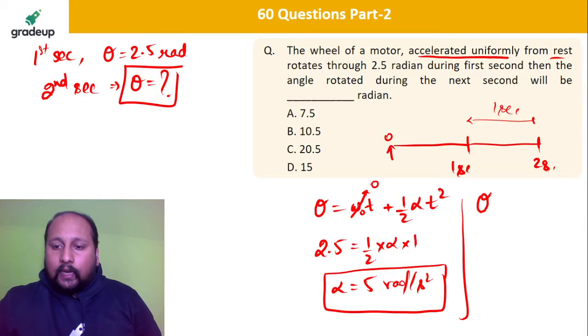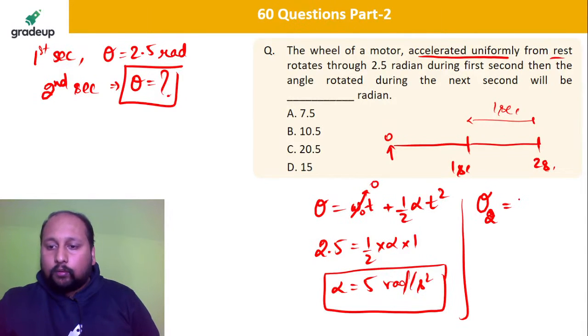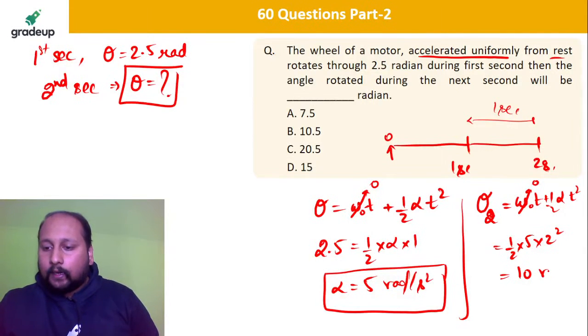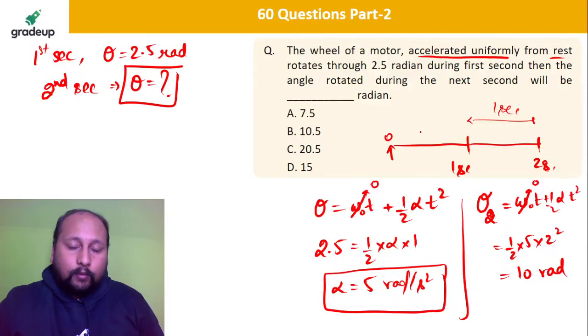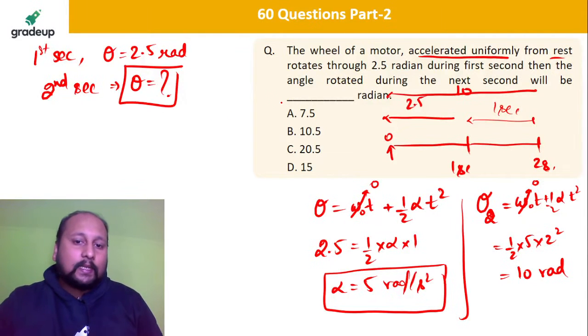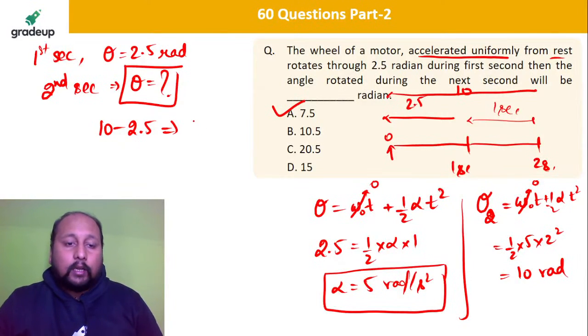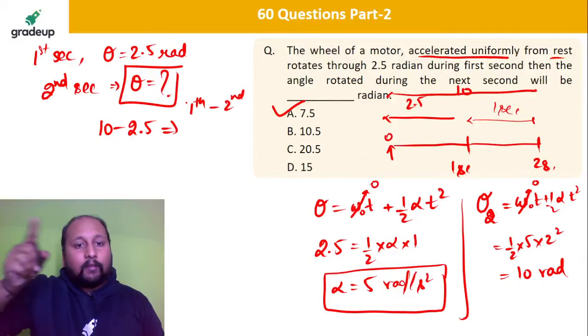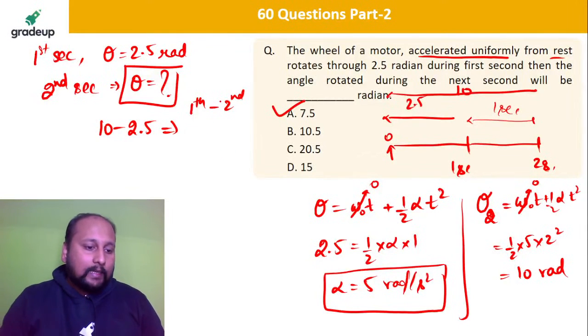Now theta in 2 seconds will be equal to omega naught t plus half alpha t square. Fine, this is again 0. So this is half into 5 into 2 square, that is 4. So 10 radian. So what is your rotation from 1 second to 2 second? From this point to this point is 2.5. From this point to this point is 10. So this will be 7.5. 10 minus 2.5 will be your rotation between the 1st second and the 2nd second. Okay, option A, very good. Is this clear? Option A is the correct answer.